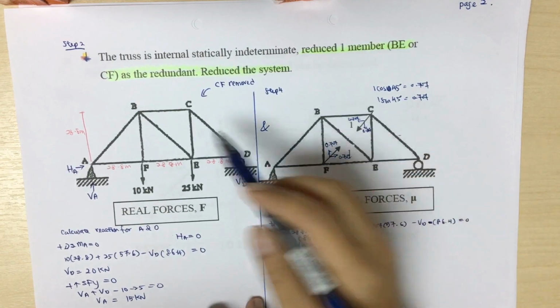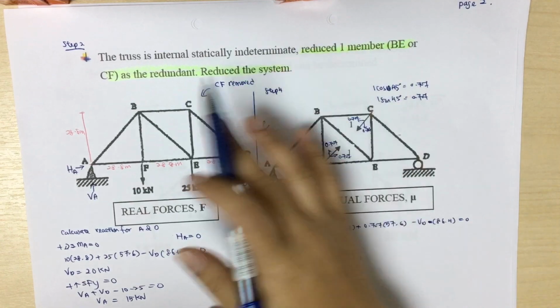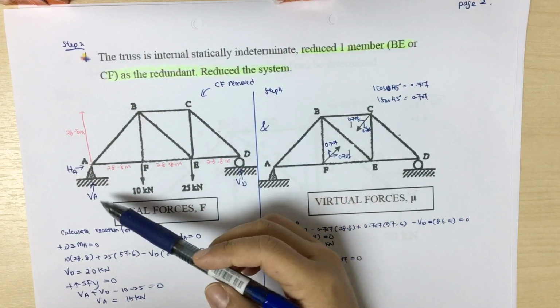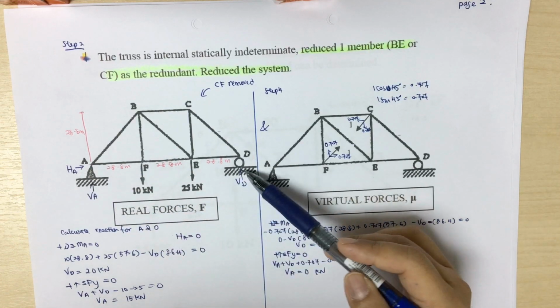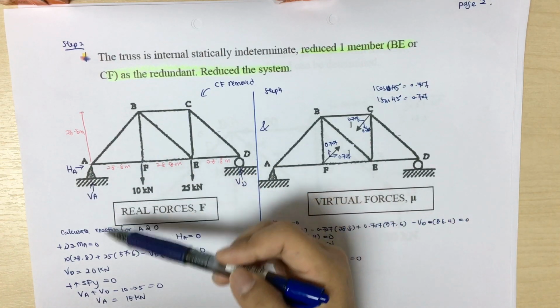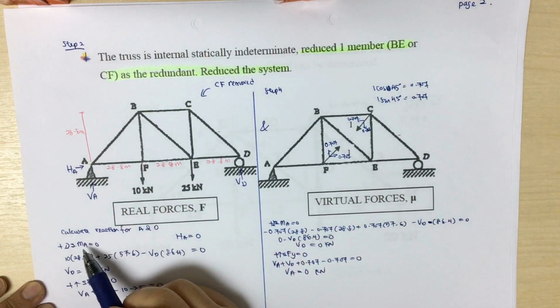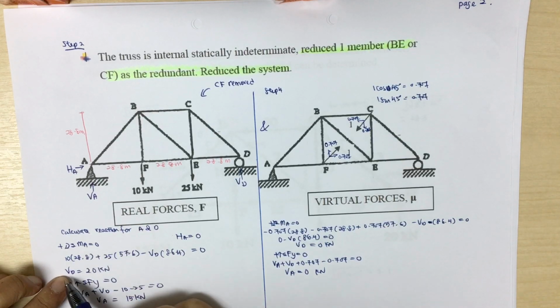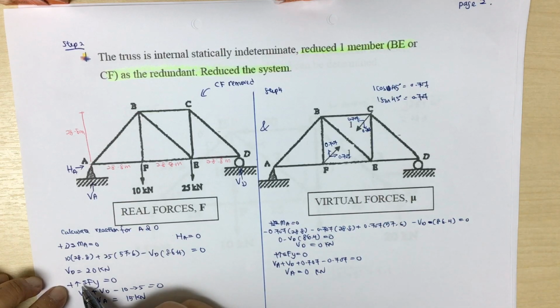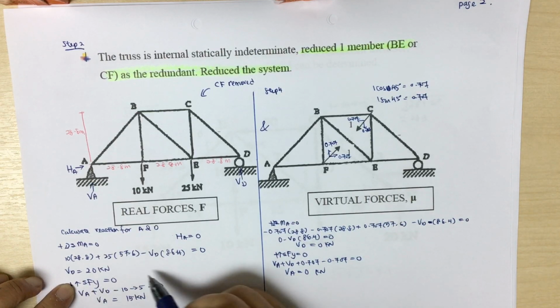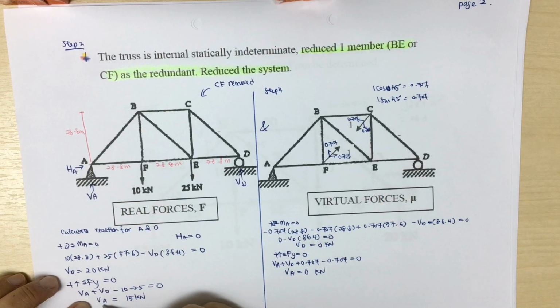Okay, so step number 2, we need to calculate the reaction forces for supports VA, HA and also VD. From the calculation we can see that, as usual, we take the total moment about A equal to 0, and we get VD equal to 20 kilonewton. Then we take the total Fy equal to 0, and we get VA equal to 15 kilonewtons.